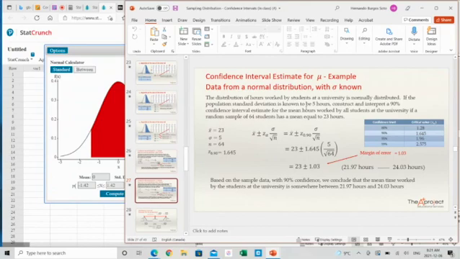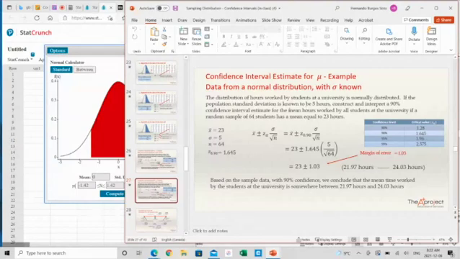The standard deviation is known. We have the Z distribution. This is important. If I know the population standard deviation, it will be the Z distribution, or normal distribution. If I don't know the population standard deviation, I use the T distribution.